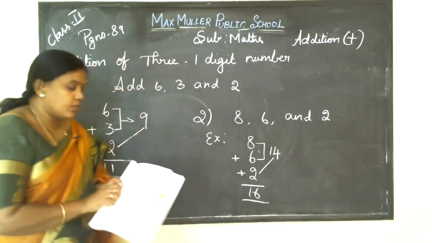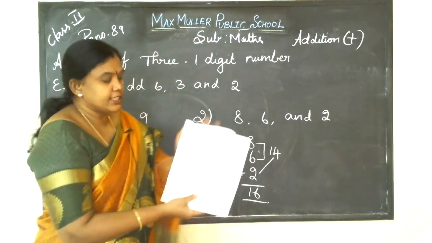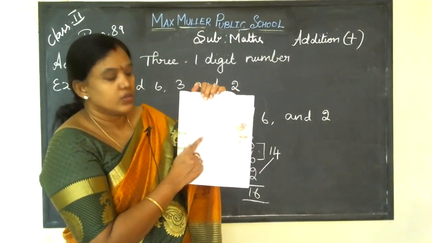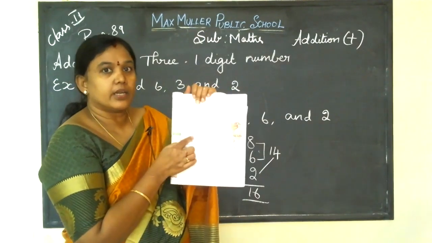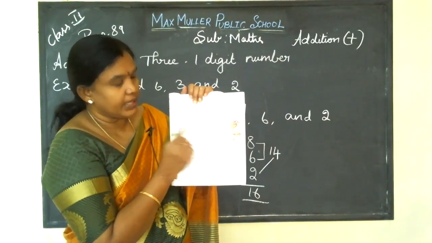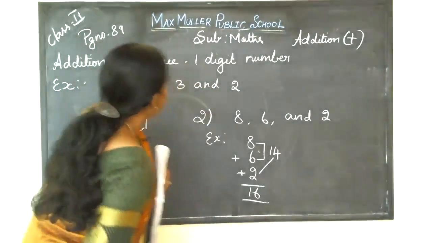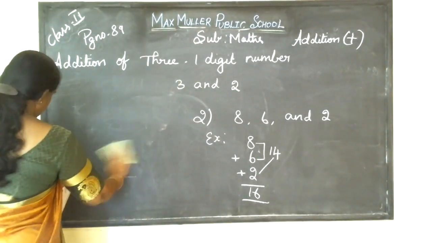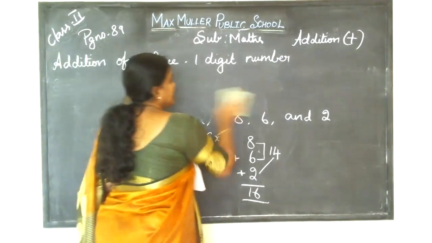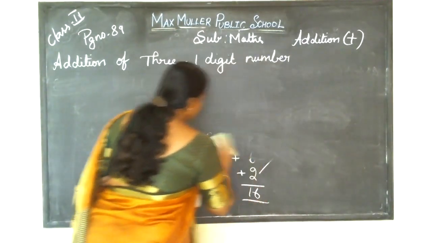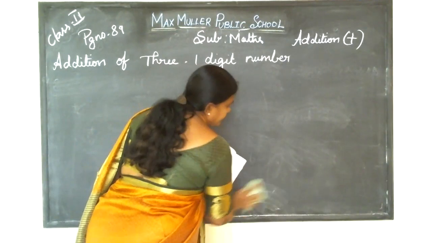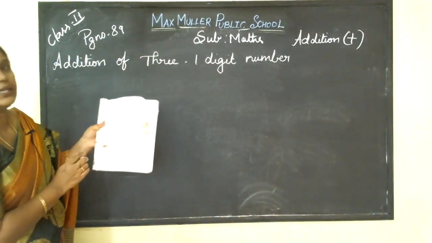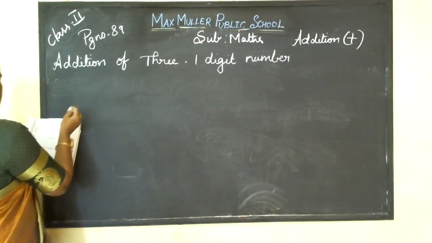Now take your textbook. See, children, in the textbook, exercise number 3, there is no place to write. So what will you do? You do it in the rough note. Only the answer should be right here. Understood? Take rough note. Write exercise number 3. So now you do it in the rough note, only answers you write in the textbook.